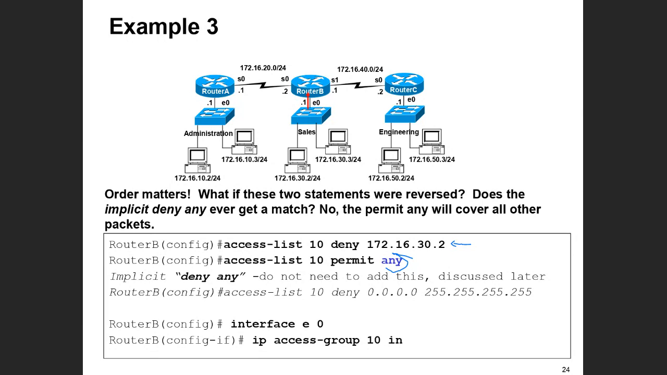This is what I mentioned earlier, that all access control lists have to have at least one permit in them of some sort. If it's not present, no traffic will leave. And then it's applied in the same fashion that we did before.